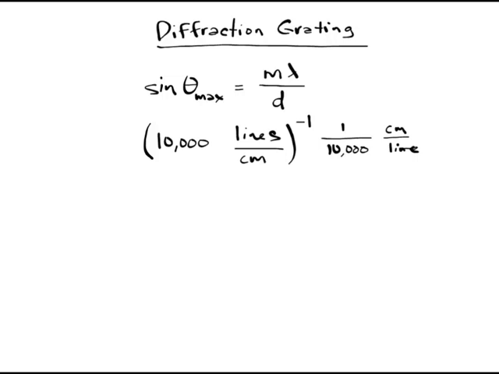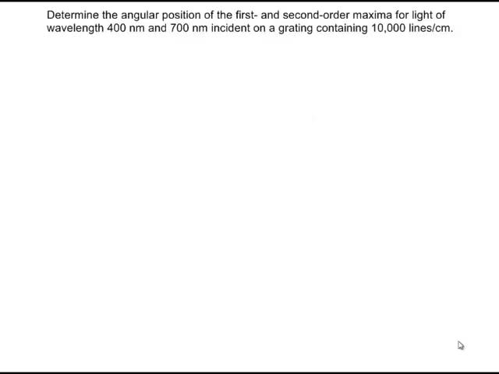Now let's do an example. Determine the angular position of the first and second order maxima for light of wavelength 400 nanometers and 700 nanometers incident on a grating containing 10,000 lines per centimeter. Okay, so we have a wavelength of 400 nanometers, which is 4 times 10 to the negative 7 meters, and also one that is 700 nanometers, which is 7 times 10 to the negative 7 meters.